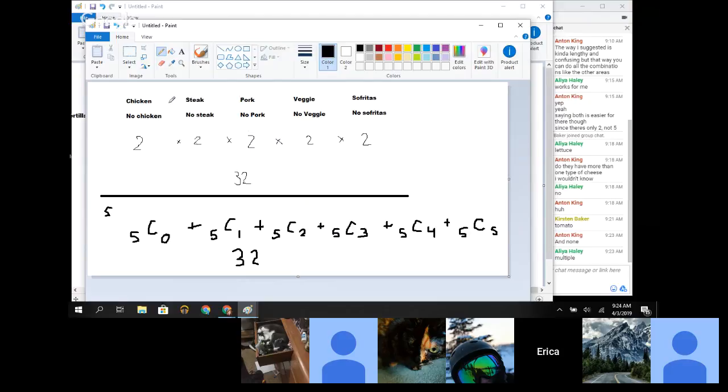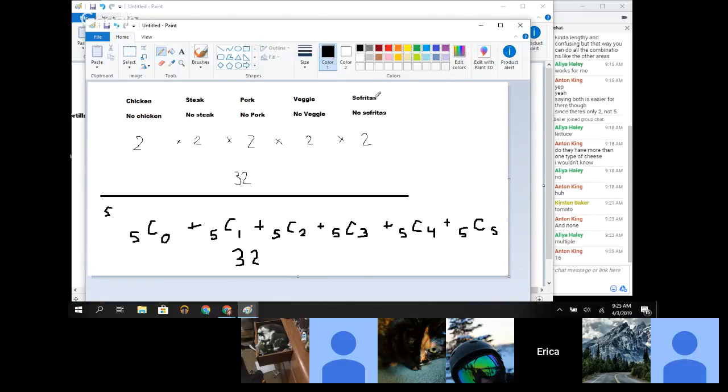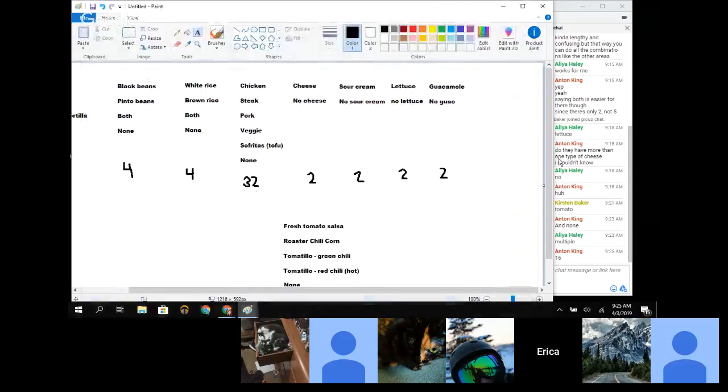Does anybody know the math just looking at this? So here there were 5 different choices, so we did 2 times 2 times 2 times 2, right? Now we have four different salsa choices. How many different combinations of salsa will we get if I took one choice out? There you go, Anton's got it. 16. Does that make sense?